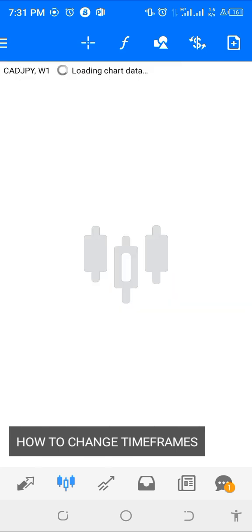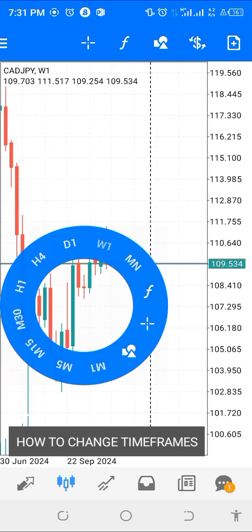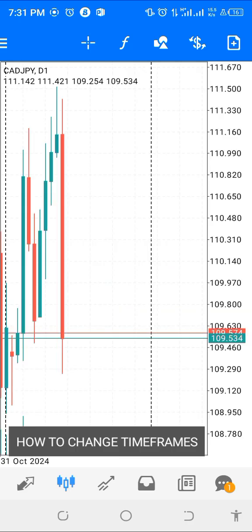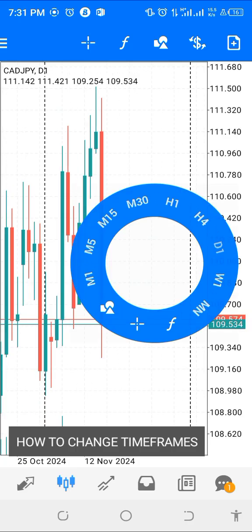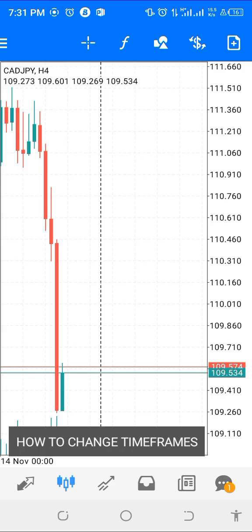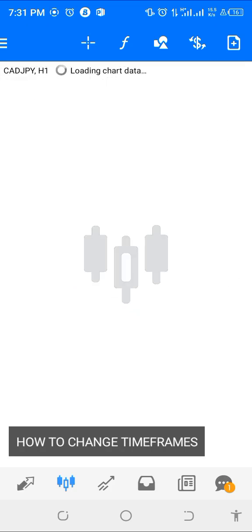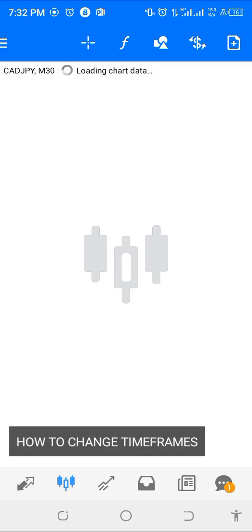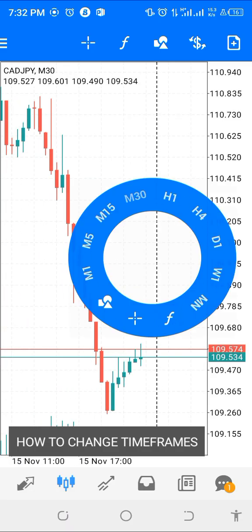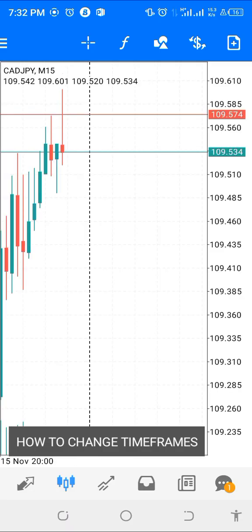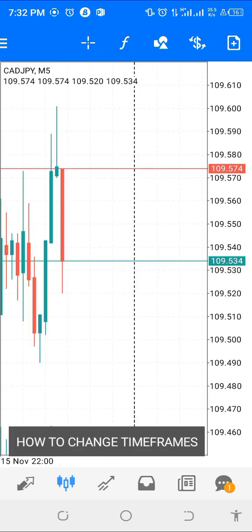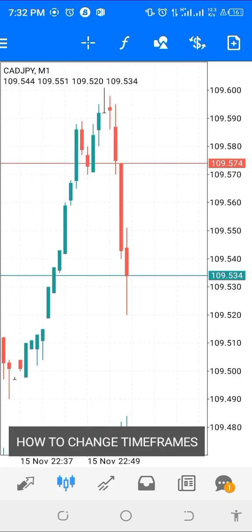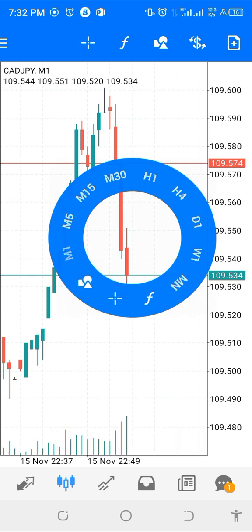So monthly time frame, then go to the weekly time frame. This chart is showing the weekly time frame. Then I go to the daily time frame. When I click on it, you can see the various time frames, the 4-hour time frame, the 1-hour time frame. So you can switch from the higher time frame to the lower time frame. Then 15-minute time frame, 5-minute time frame and the 1-minute time frame. So I'll show you how to switch between different time frames.